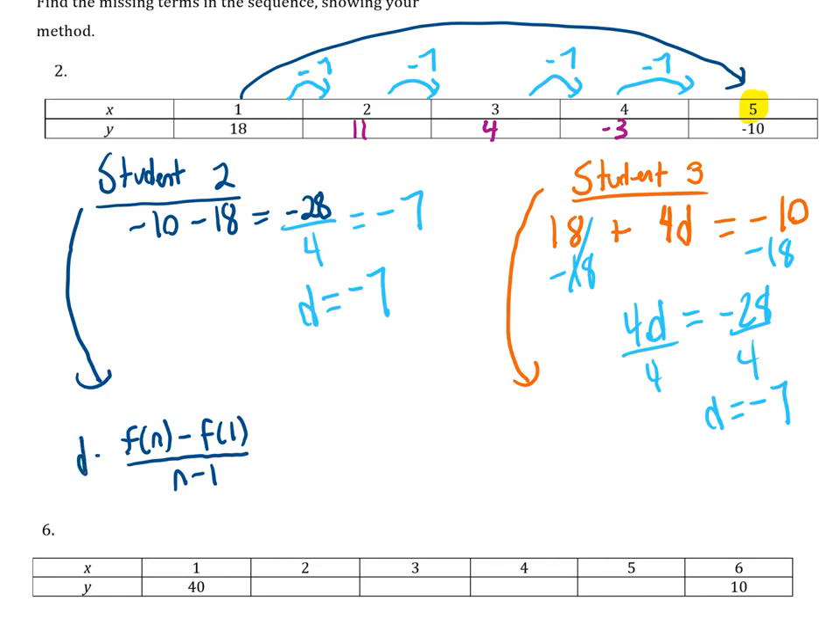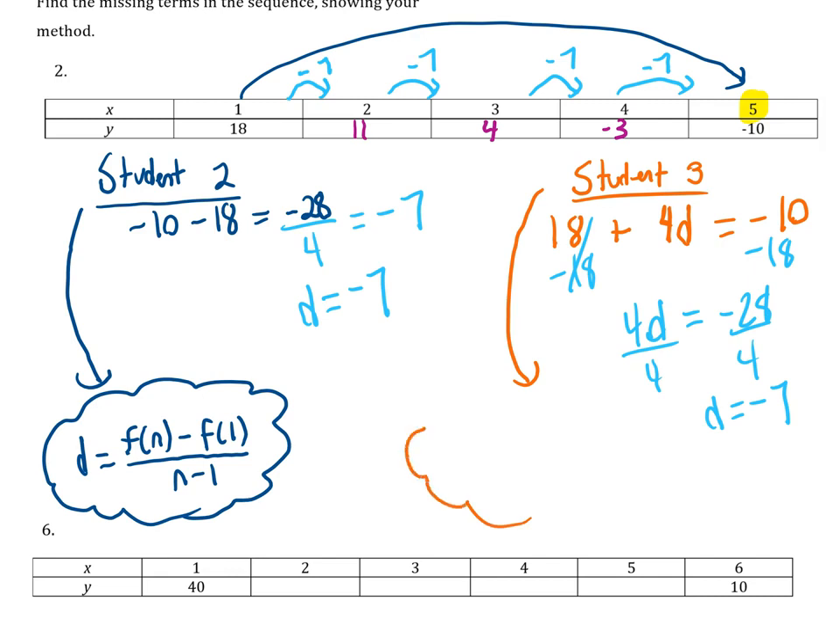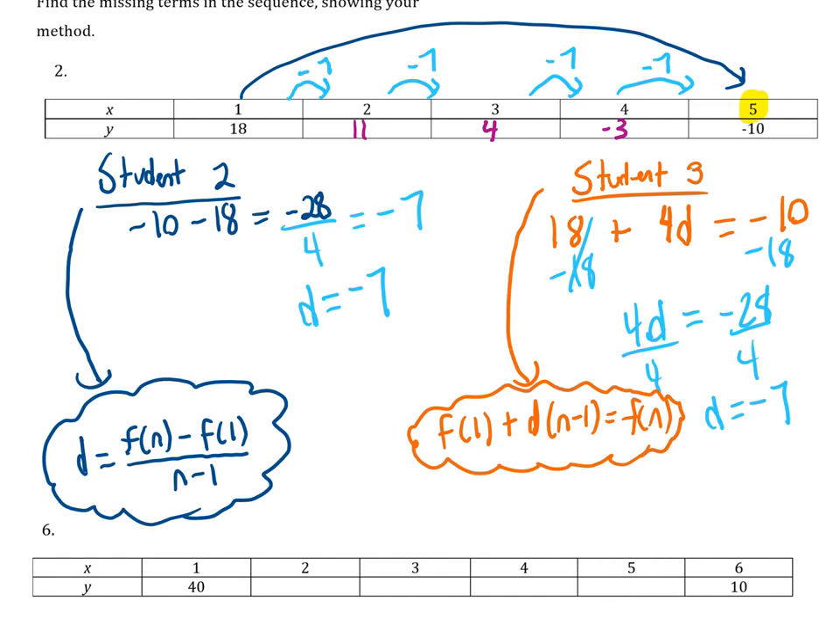Student 3's strategy could be represented as well. So I need to put d equals common difference equals the formula. Student 3's strategy is really just the same thing but broken down in a different way. So they've said I take the starting number f of 1 plus d times n minus 1, and from that I get the final number. In this case, it was negative 10, and f of 1 was starting at 18. So either way, either formula is going to work.